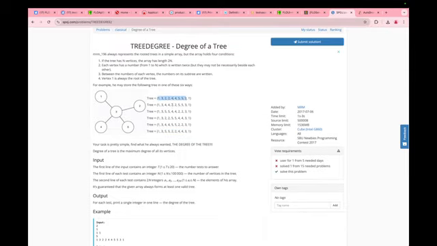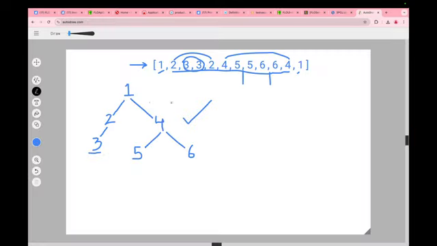Okay, so since this input will be in this format, in an array format, if we understand how a tree will look mentally, we can try to figure out what will be the degree of any particular element. If we take, what will be the degree of this 3, we have to find out. Similarly, what will be the degree of 4? We can find out. How we can find out?